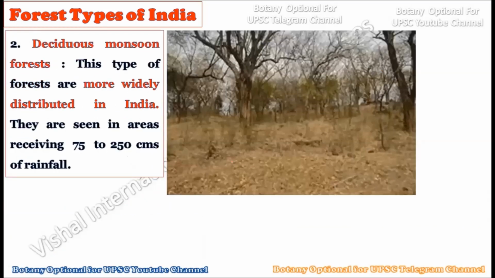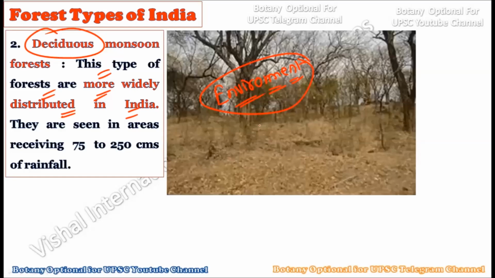Okay, now consider the second one, that is the deciduous monsoon forest. As we say, deciduous literally means these plants shed their leaves for some part of the year. This type of forest is widely distributed in India, because the majority of the environment in India is supportive of the deciduous forest. The evergreen type of abiotic conditions are not found throughout India. Actually, the majority part of India is covered with the deciduous monsoon forest.